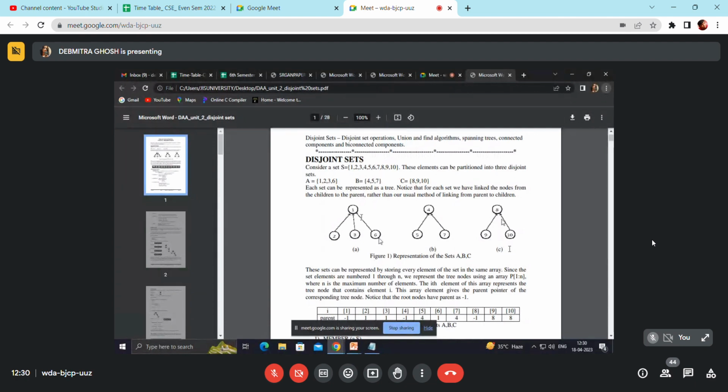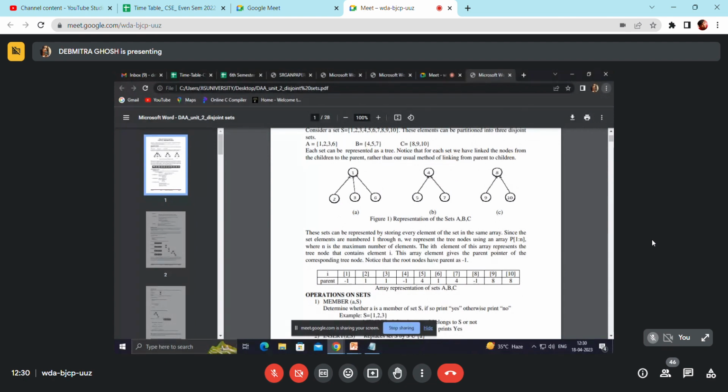So what will be the union of set A and set B? Set A is 1, 2, 3, 6. Set B is 4, 5, 7. What will be the union of set A and B? When we write the union of two sets, say A and B, we get 1, 2, 3, 4, 5, 6 and 7. And C will remain disjoint as it is.